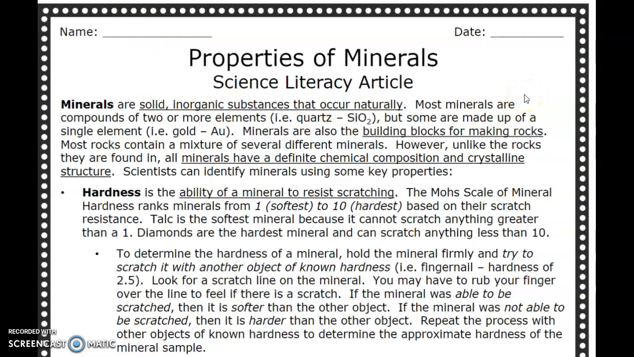Alright, properties of minerals. Minerals are solid inorganic substances that occur naturally. Most minerals are compounds of two or more elements. For example, quartz, whose chemical symbols are SiO2. Si stands for silicon and O stands for oxygen. But some are made up of a single element, for example, gold, and the symbol that stands for gold is Au.